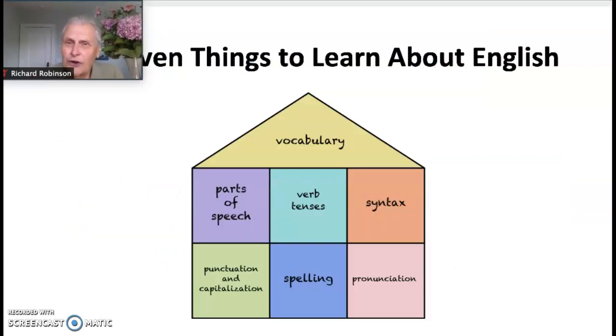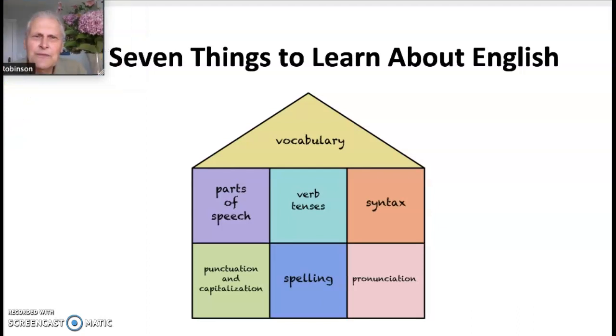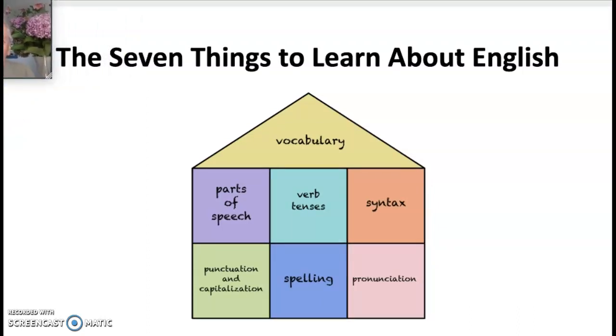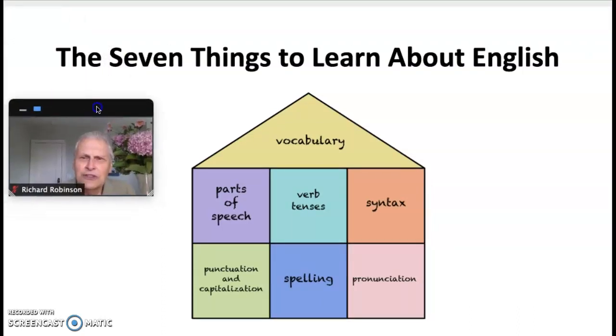So if you've looked further in my Canvas shell, this is what I call the 7 things to learn about English. Vocabulary, parts of speech, verb tenses, syntax, punctuation and capitalization, spelling, and pronunciation.